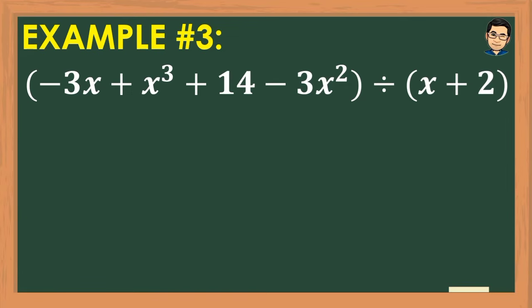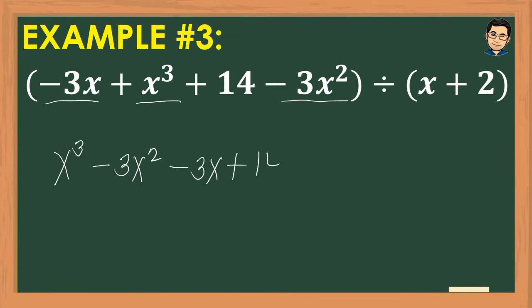So ang mauna po dito is x cubed. Siya po yung highest degree. So after ng 3, 2. So kukunin po natin na pangalawa is negative 3x squared. And then after 2, yung degree 1. So which is negative 3x. And then yung constant term which is 14.